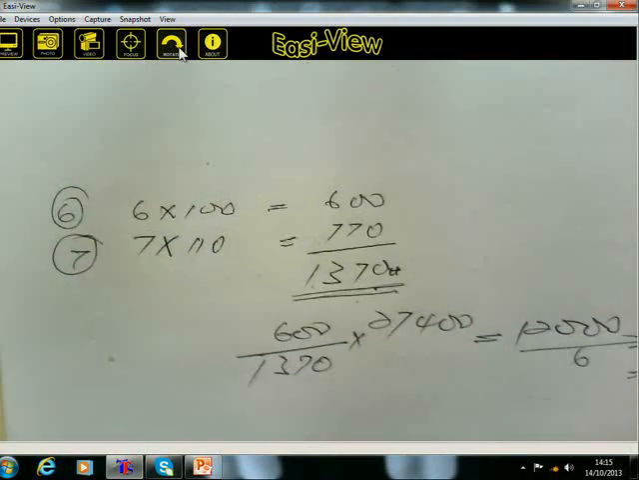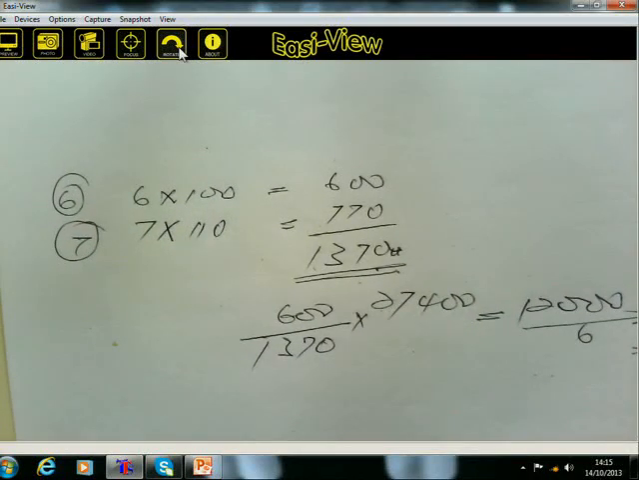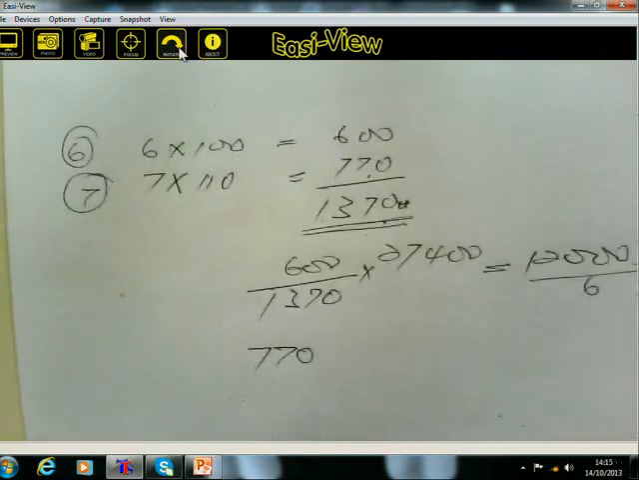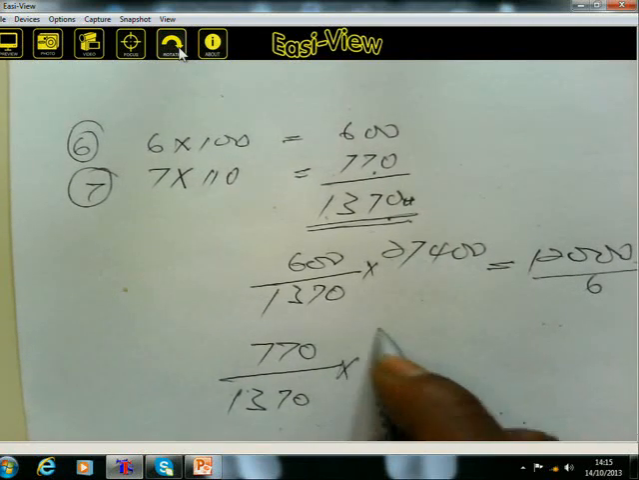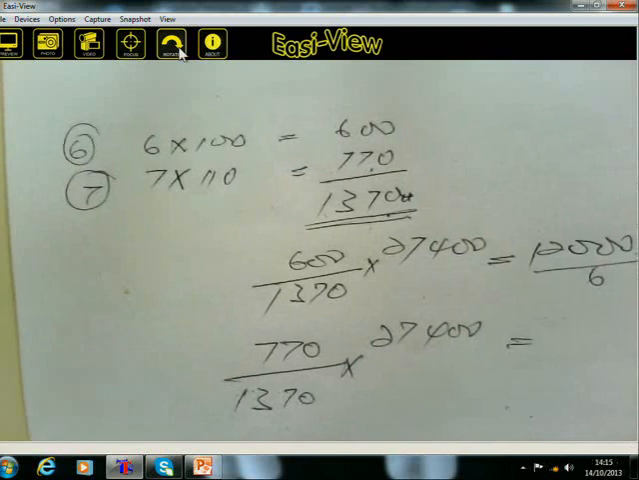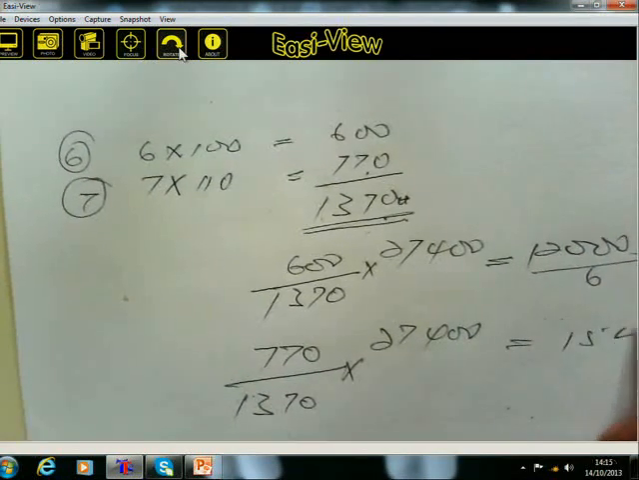If you want to know how much we were paying per month for the last 7 months, same procedure. Your numerator will be 770, your denominator remains common, 1370, and you multiply that by 27,400. So 770 multiplied by 27,400 divided by 1370 is equal to 15,400.